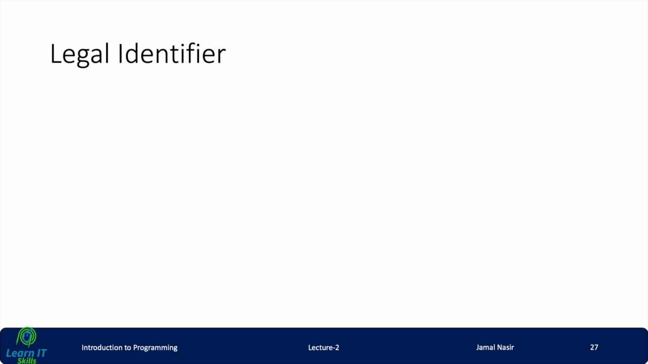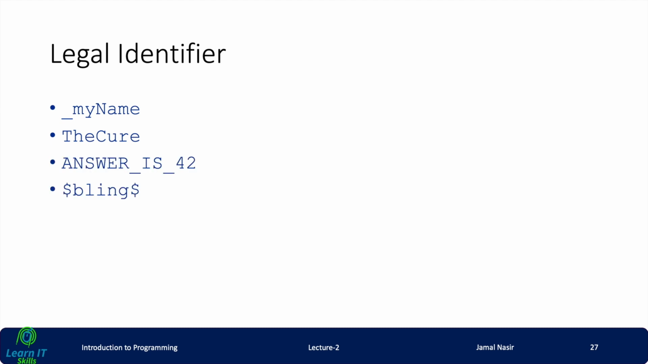So we will see some examples of legal identifiers. Like this is a legal identifier. It's starting with an underscore. That's fine. No problem with this identifier in Java. Starting with a capital letter T. Again, no problem because we can start any identifier with a letter, underscore, or a dollar sign. That's fine. This is also fine. And this is also fine.